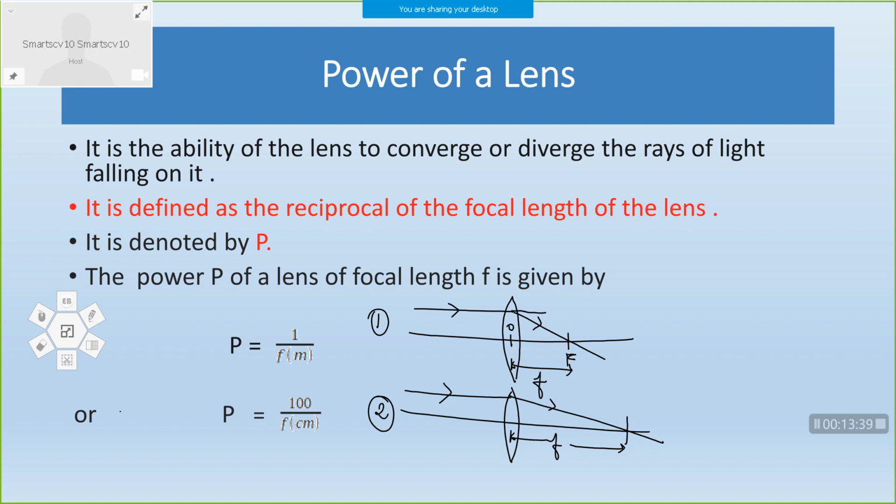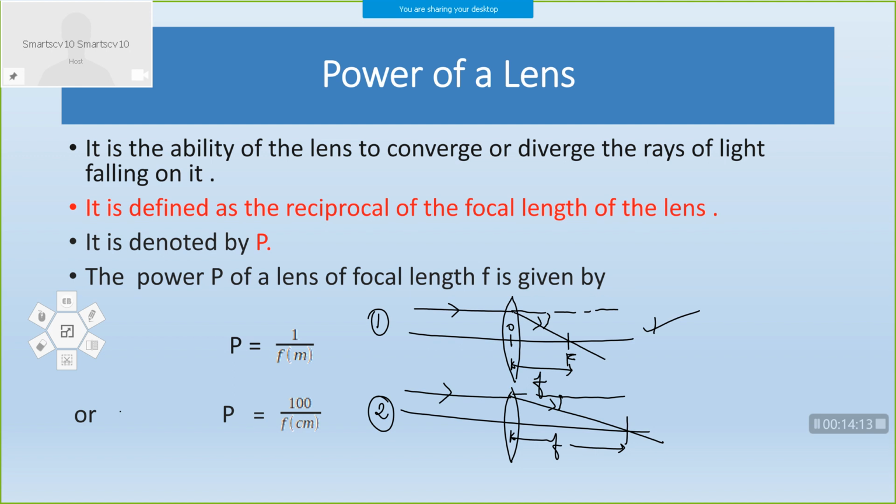This is the actual path of the light. In this case the ray has bent through this much angle. Here the ray has bent through only this much angle. So for the first lens the power is more, isn't it? And for the second lens the power is less, because the first lens has more ability to converge the light, and the second lens has only less ability to converge light.